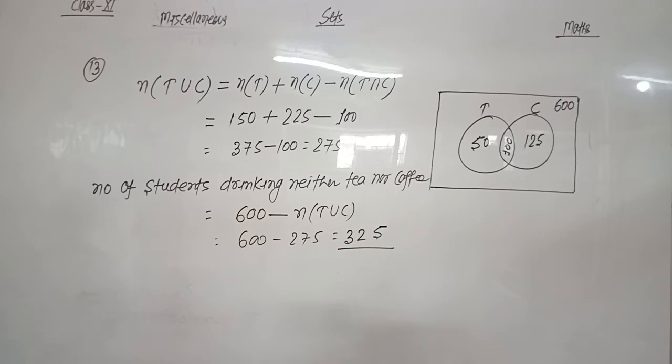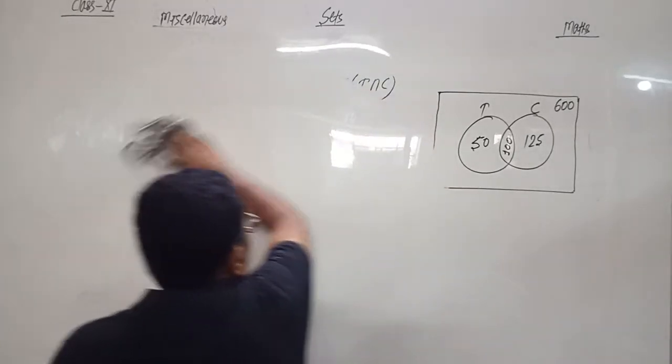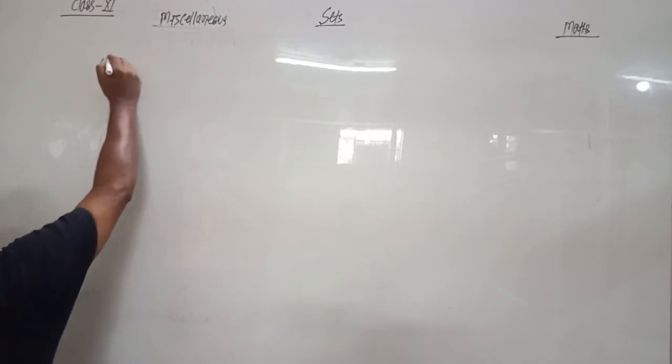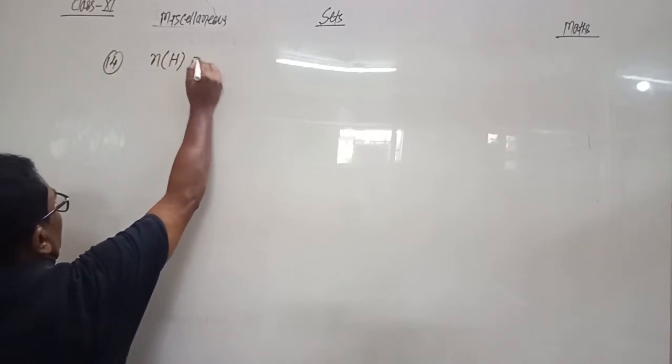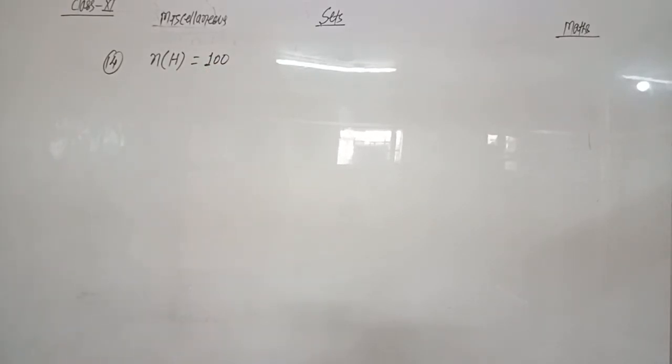This is the reason. Now the next question, and that is question number 14. In question number 14, we are given that in a group of students, 100 students know Hindi. So the number of students who know Hindi is given as 100.